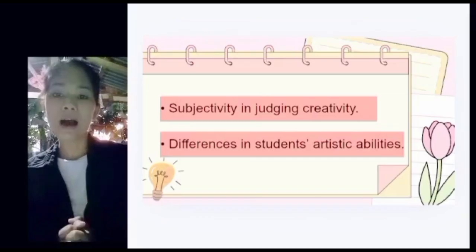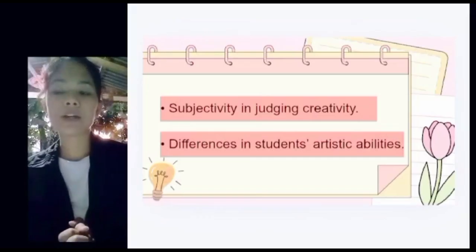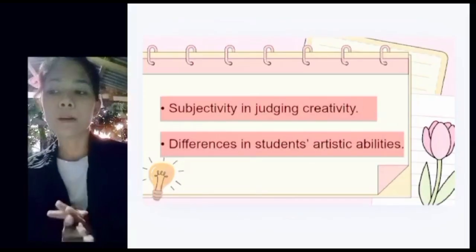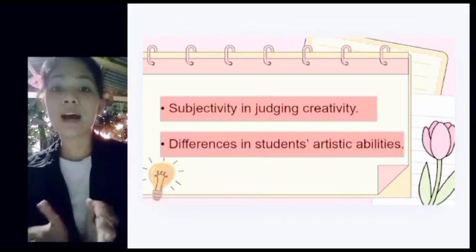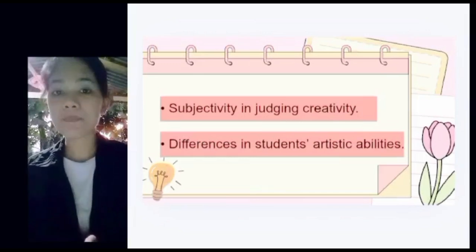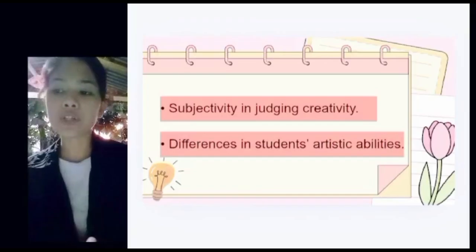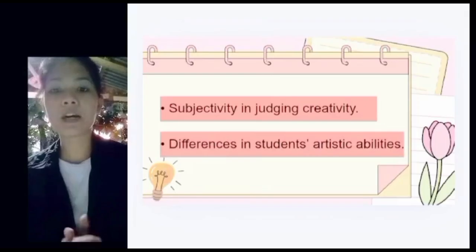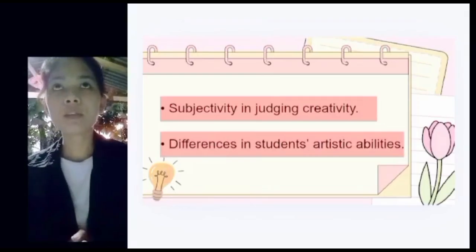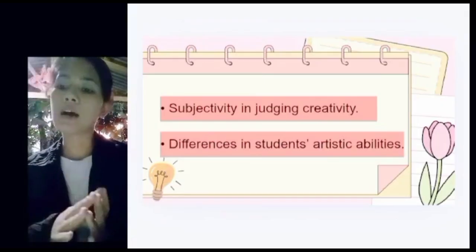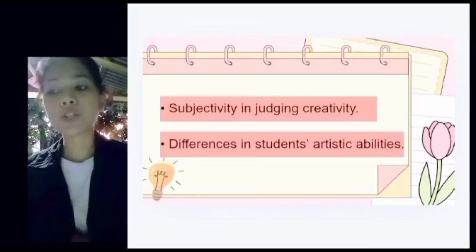The second is differences in students' artistic abilities. This means that students have different skills, experience, or talent in art, which can make assessment difficult and sometimes unfair, because one student may be good at one thing while another student is not as good at it. So that is the second.